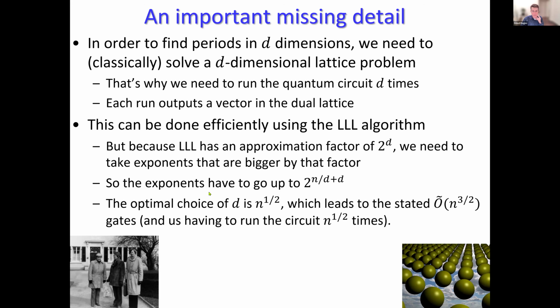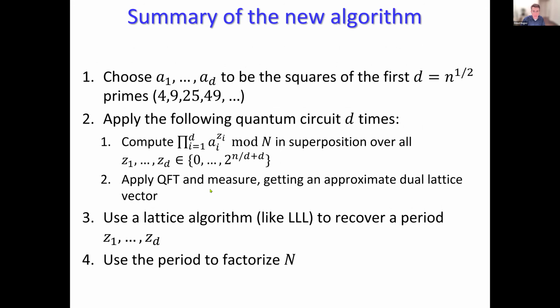Okay, so this is the most important detail here that I owed you. At this point, I think I can summarize. The algorithm is basically this. You choose some kind of exponent bases, a_1 up to a_d, and you can just choose them to be 4, 9, 25, 49, like squares of small primes. Those are all very small numbers. You apply the following quantum circuit, d times. You compute this multi-exponent in superposition over all those exponents, ranging from 0 to 2 to the n over d plus d. Again, I have to take this extra d for LLL to account for the approximation factor.